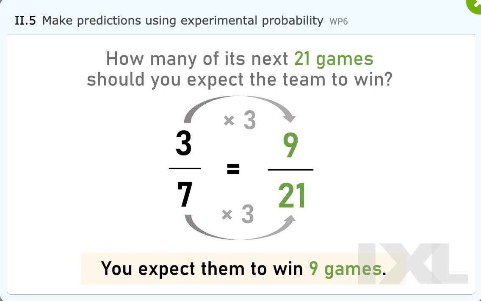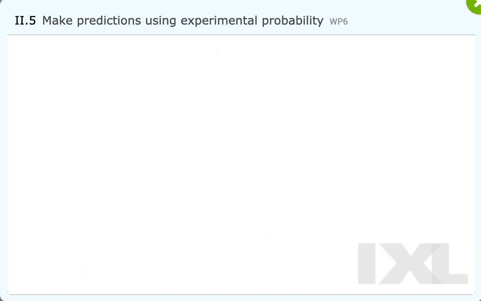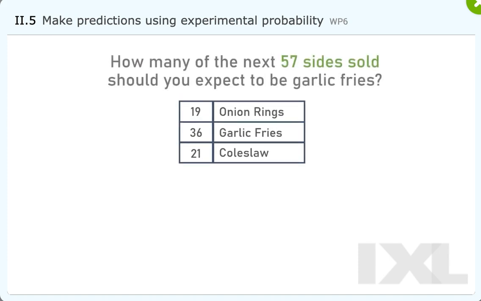Alright, now we'll take a look at one last example to finish things off. Let's go back to the diner example we saw in our first problem. In your diner, you also sell some delicious sides: onion rings, garlic fries, and coleslaw. In the past week, your shop sold 19 sides of onion rings, 36 sides of garlic fries, and 21 sides of coleslaw. Using this information, how many of the next 57 sides sold should you expect to be garlic fries?